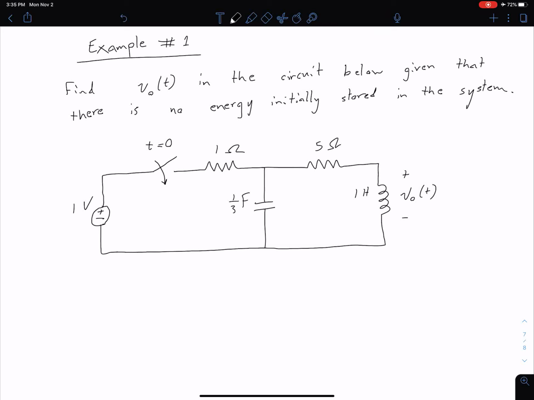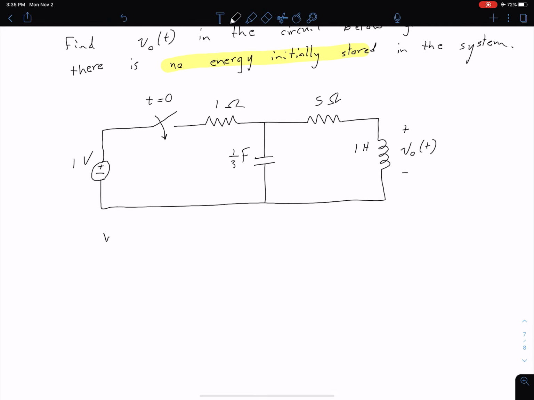So let's take a look at a simple example. We want to find this output voltage V0 of t in the circuit below, given that there's no energy initially stored in the system. So first of all, let's take a closer look at this statement that no energy initially stored in the system and what that means.